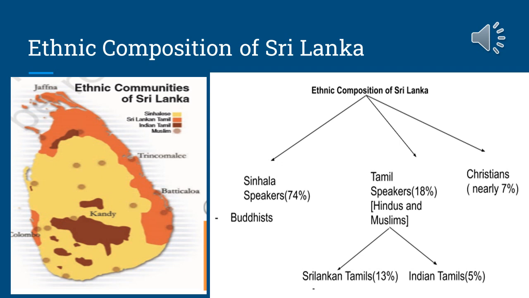Here I would also like to tell you about the categorization of Sri Lankan Tamils and Indian Tamils. Who are these Indian Tamils? First, Sri Lankan Tamils are the native population of Sri Lanka. They are Tamils. And Indian Tamils are those Indians who migrated to Sri Lanka as bonded laborers for tea and coffee cultivation under the British rule.